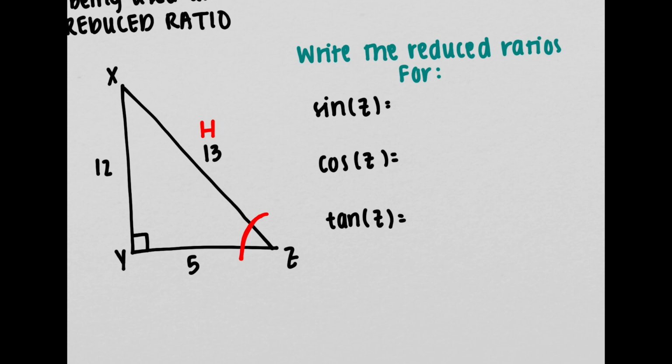I now look across from the indicated angle. That tells me that 12 is my opposite side. And then my third and final side is whatever is left, and that tells me that 5 is my adjacent side. Now I need to remember my SOHCAHTOA.